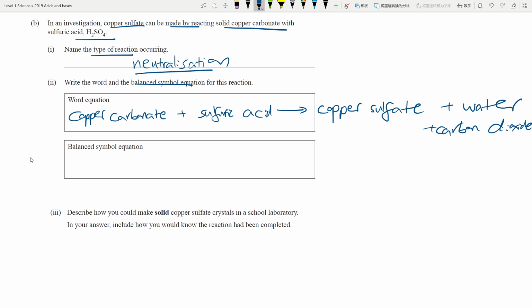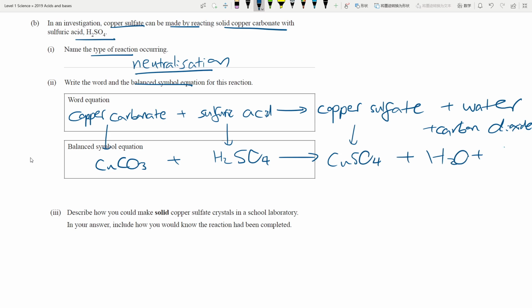Okay, so simple equation: copper carbonate is CuCO3, sulfuric acid is H2SO4, copper sulfate is CuSO4, water is H2O, carbon dioxide is CO2, and this equation looks to be balanced already. Nothing needs to be done, but let me just double check: copper carbonate, sulfuric acid, copper sulfate, water, CO2. Yep, everything checks out, so this is a balanced equation. Let's look at the next one.